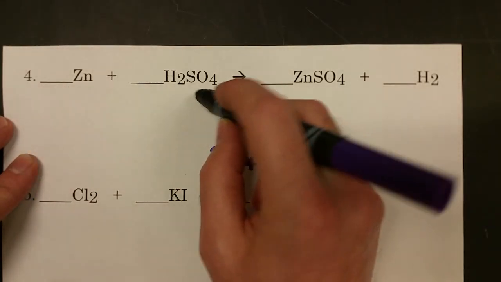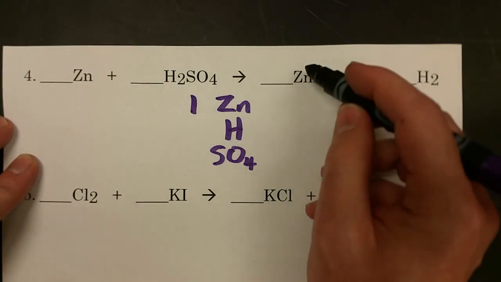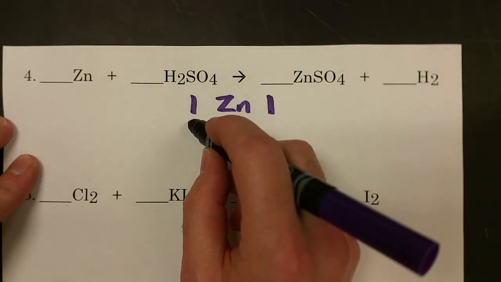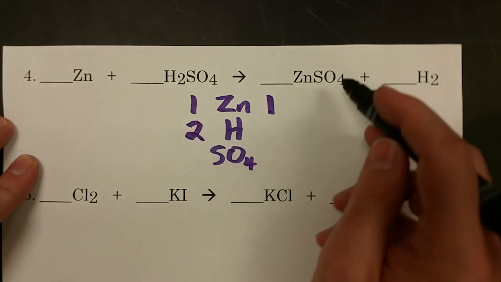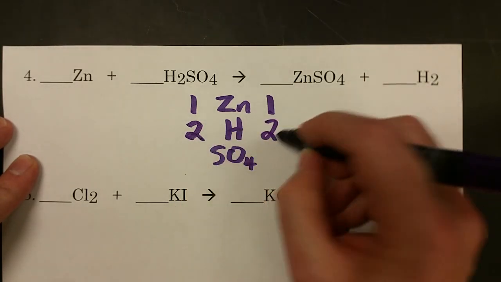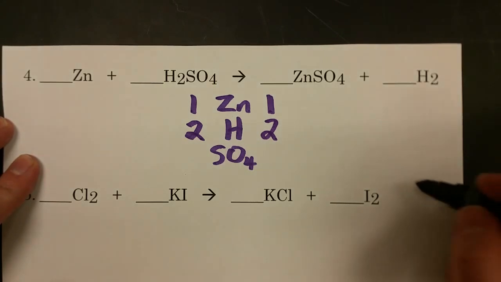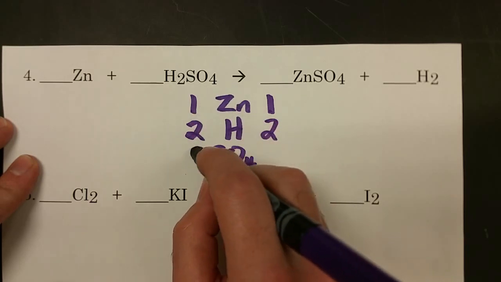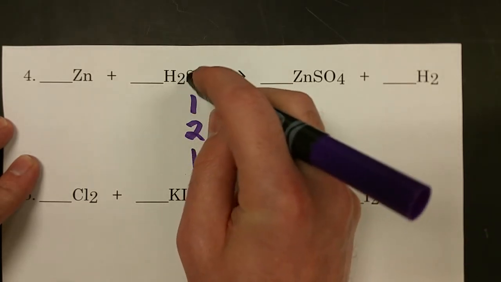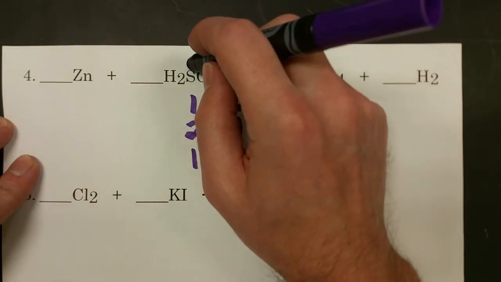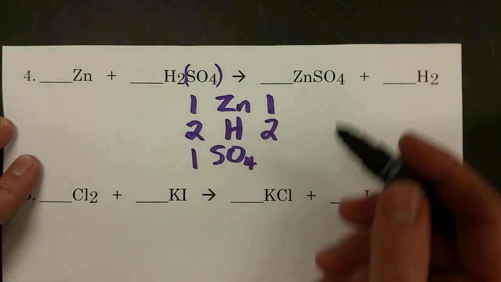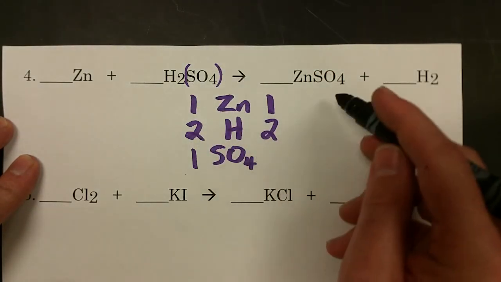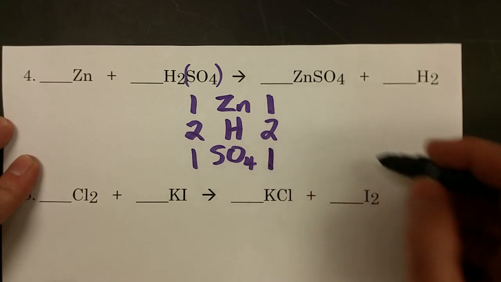On this side I have 1 zinc. On this side I also have 1 zinc. On the left side I have 2 hydrogens. On the right side, also 2 hydrogens. And on the left side, the SO4, there's only one of those. There's no special multiplier outside of the SO4. Sometimes those are in parentheses, with some number out here, but there's not this time. So there's just one SO4. And on the right side, we also have one of those SO4s.